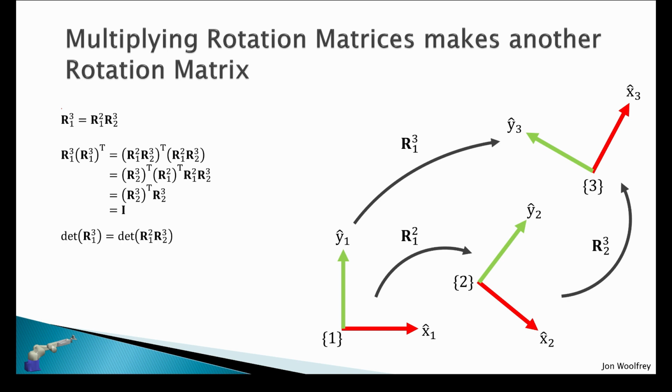And then the determinant of this matrix we formulated is given by the determinant of 1 to 2 and 2 to 3, which we can split. And we know that the determinant of a rotation matrix is 1. So the determinant of this new matrix we formulated is again 1. So this matrix R 1 to 3 is in the special orthogonal group. It is another rotation matrix.